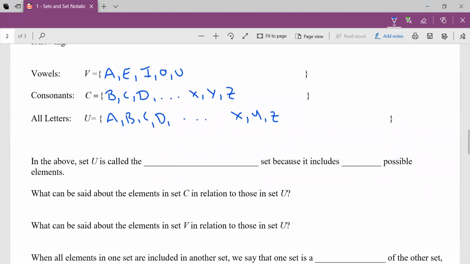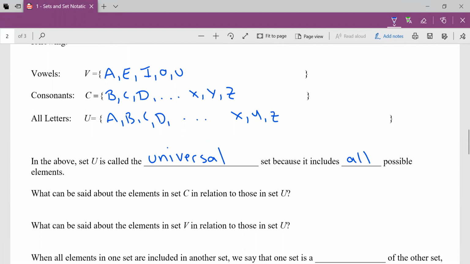Why did I call the set of all letters set U? Well, it's all letters, isn't it? It's all vowels and all consonants. In math and set theory, we call that the universal set because it includes all possible elements.